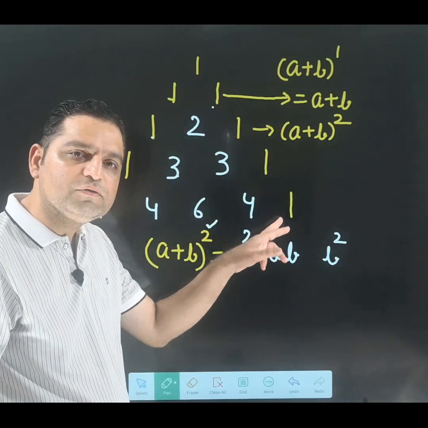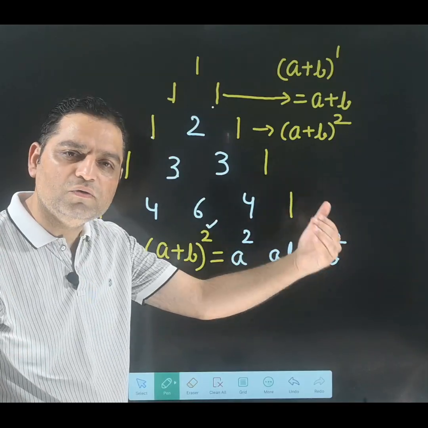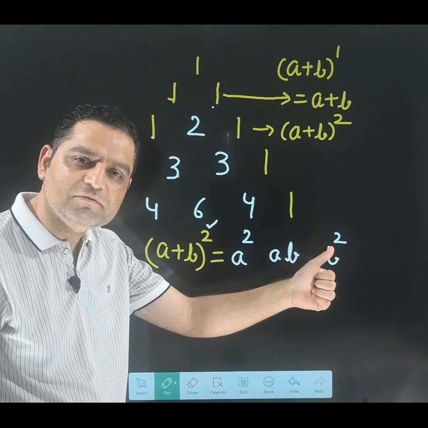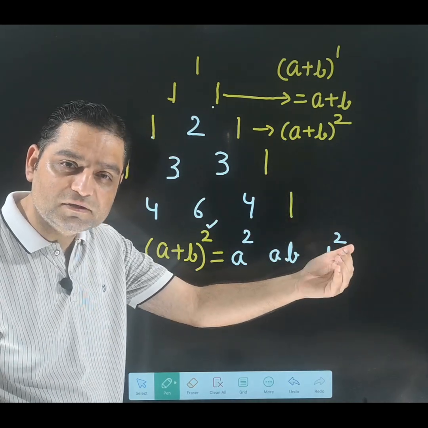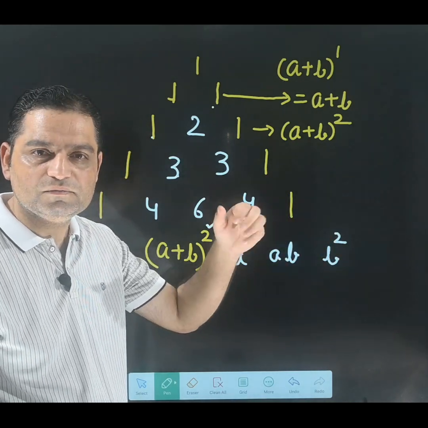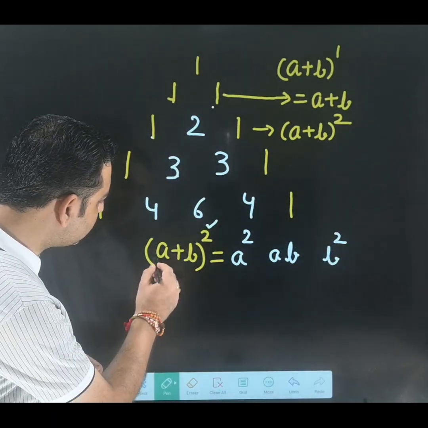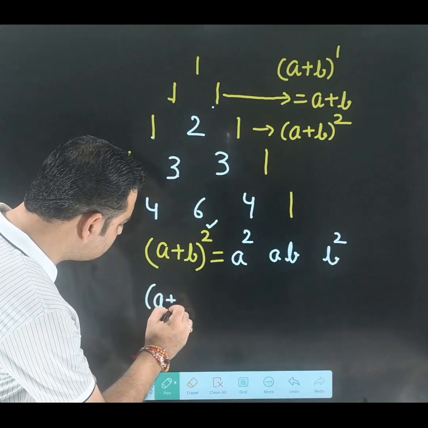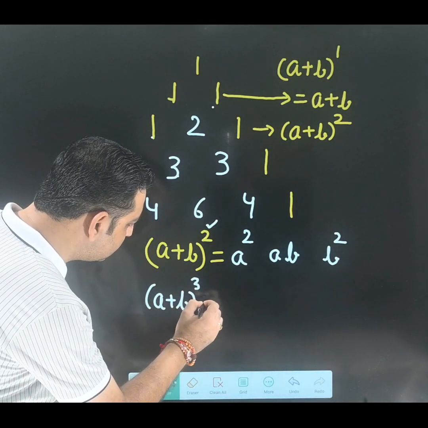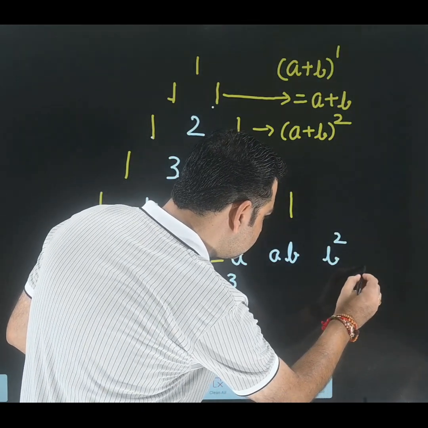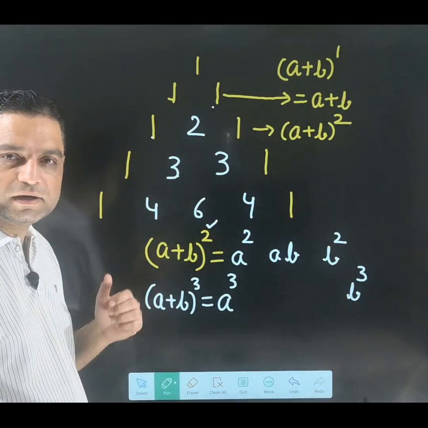Then if you reduce the power of a, which is already a power 1, by one more, it becomes a power 0, which is not written, so b is increased. When I write a plus b whole cube, you will get a better idea, because see, a cube and b cube I am writing.